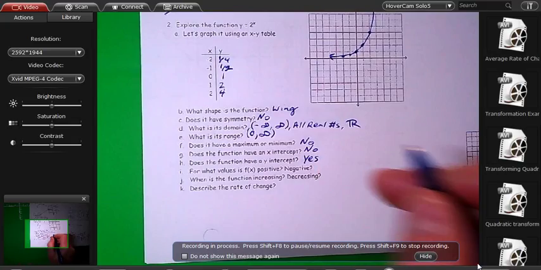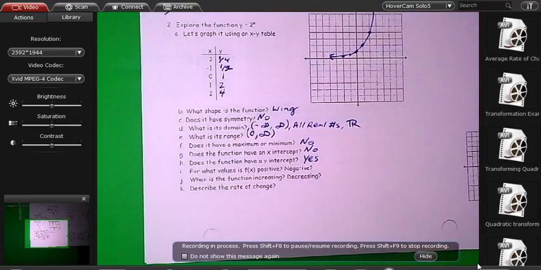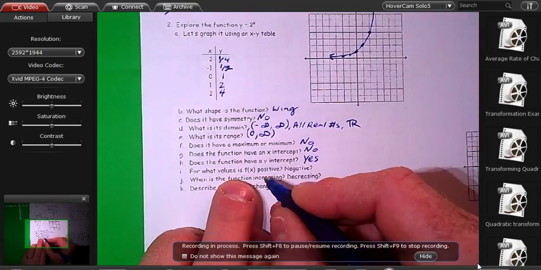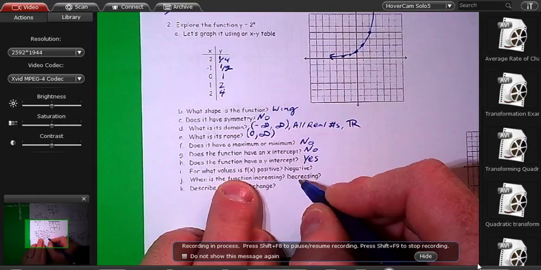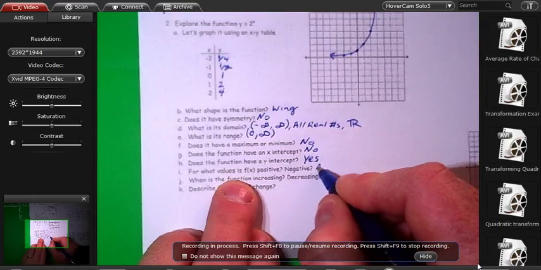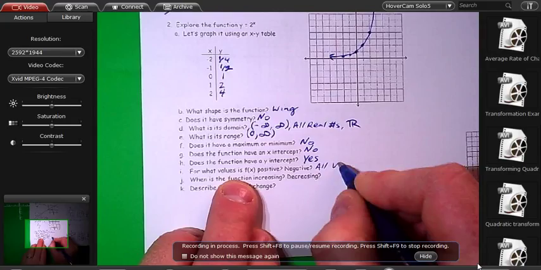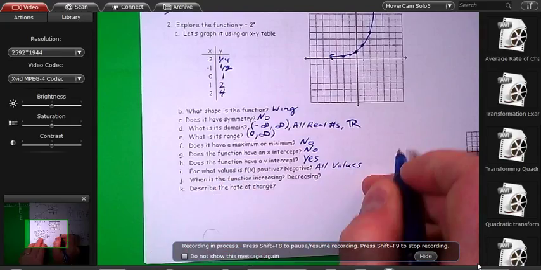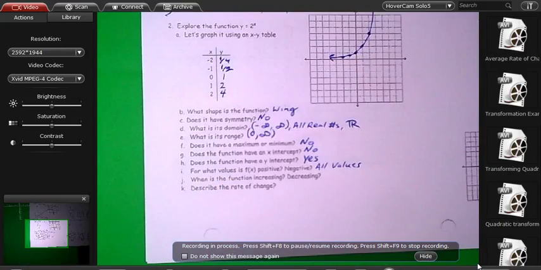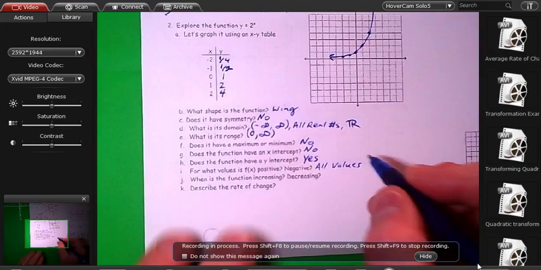All right. For what values is f of x positive and negative? Now, f of x stands for the function or the graph. Does this graph ever touch any negative y values? No, it does not. So, for what values is f of x positive? You can say for all values. It's positive for all values of x. No matter what your x value is, the y value is going to be positive.